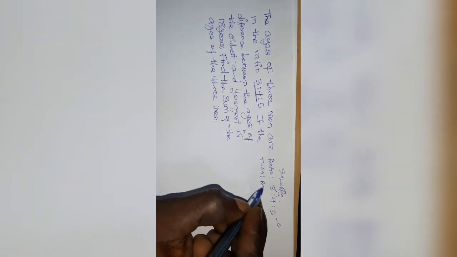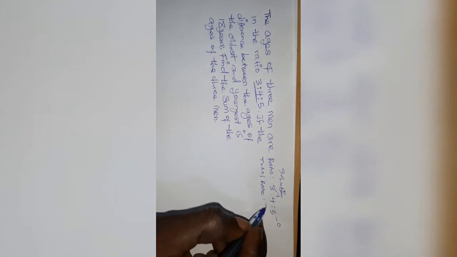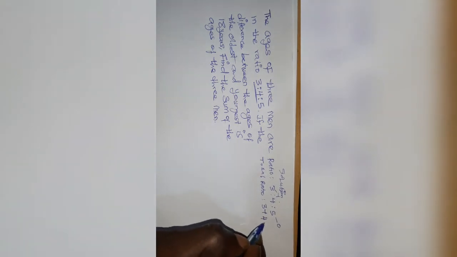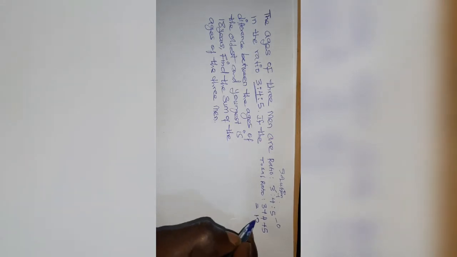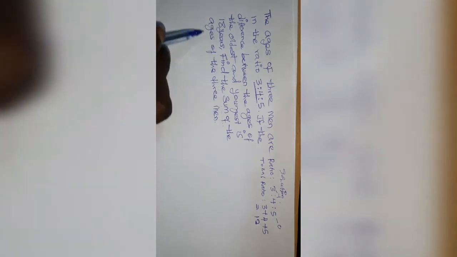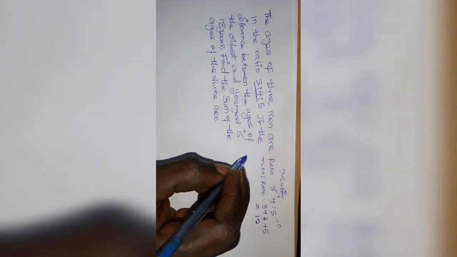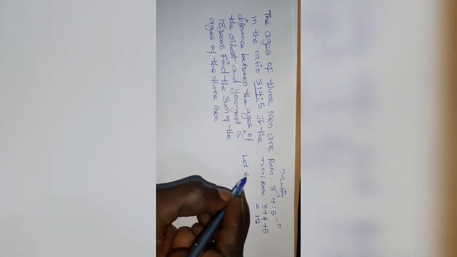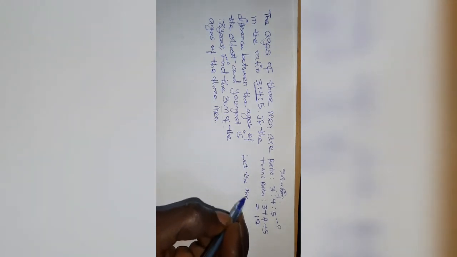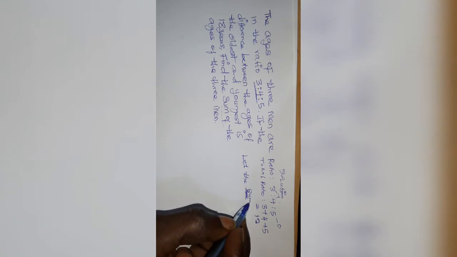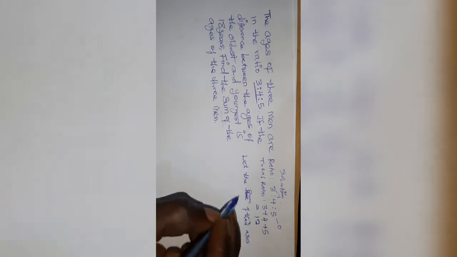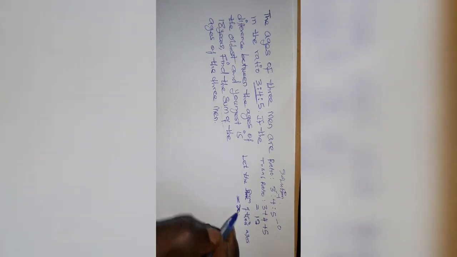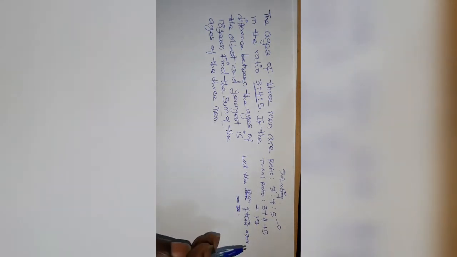Now, let's find our total ratio. That means 3 plus 4 plus 5, and that will give us 12. So we already know our total ratio. Then we are told to find the sum of the ages of the 3 men. So we say, let the sum of their ages be represented as x.